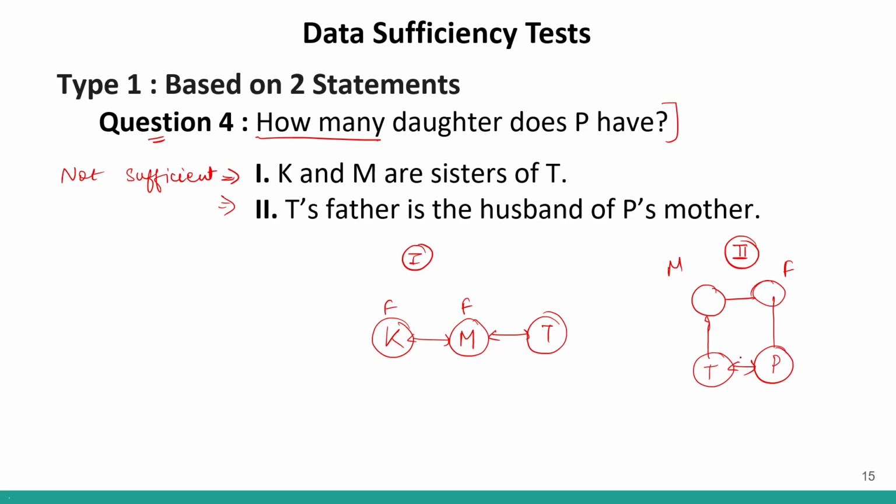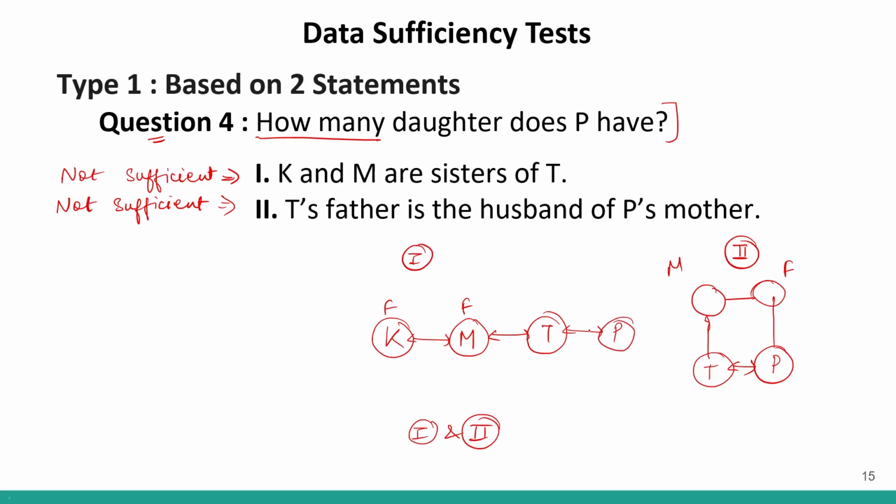Now, based on this information, based on 2, can I find out how many daughters P has? No. So even based on the second statement, I cannot find the number of daughters of P. So this alone is also not sufficient. Now if I merge 1 and 2, I am combining these statements. What will I get? I will get that T also has a sibling called P.